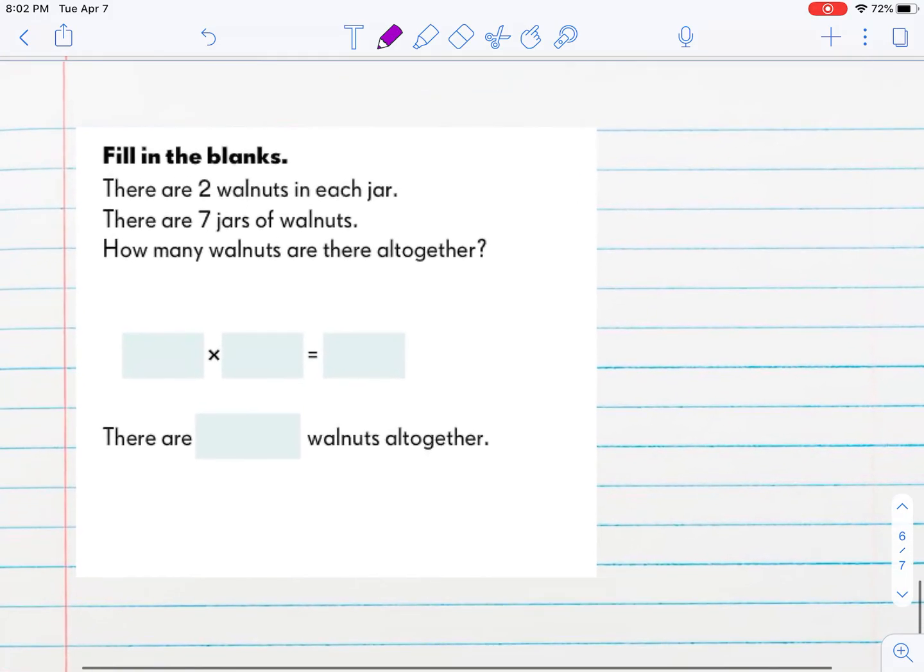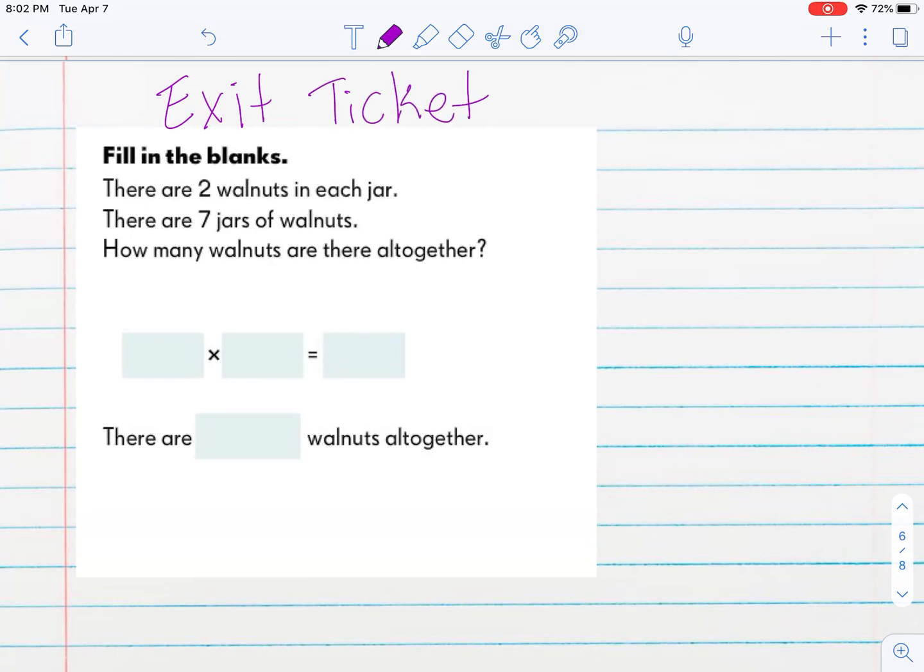Okay, here's the last one. I'm going to read this to you, and then I'm going to ask you to pause the video and try and solve it on your own, like an exit ticket. I'll put exit ticket up here for old time's sake. Okay, and I want you to unpause it when you want to check on the answer.